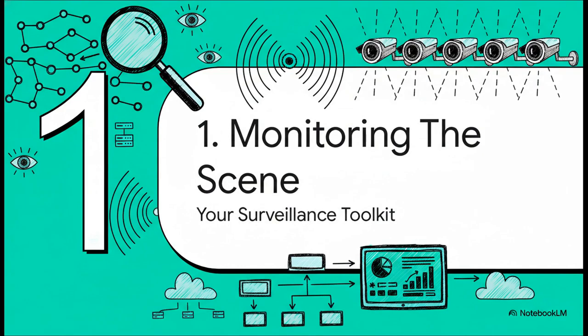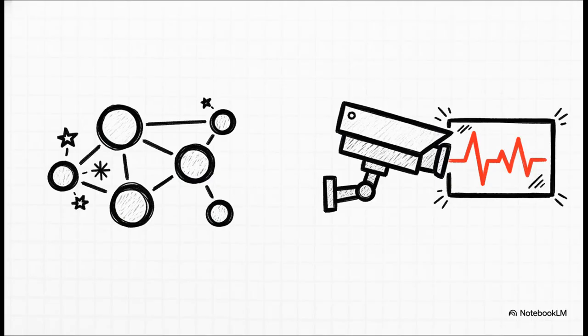So, first things first, every good investigation starts with a bit of surveillance, right? You gotta monitor the scene. Network Watcher's tools give you that bird's eye view you need to really understand the entire landscape. Your primary surveillance kit really boils down to two key tools, topology and connection monitor. A good way to think about it is topology is your network blueprint, and connection monitor, that's your live security feed. Let's dig into how they actually work.